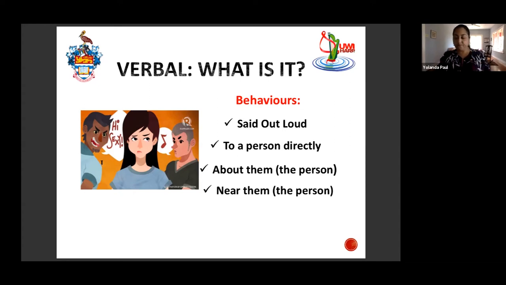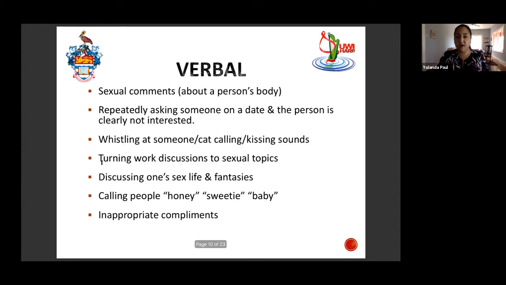So that's verbal. So what are some examples of verbal? Very quickly: sexual comments about a person's body, repeatedly asking someone on a date. And I know that we all do that, because I do not want us to think that males harass females only. We females harass our males as well. And we need to be careful what we say and how we say it. There are some people who are always harassing us about going out on a date, or about seeing us after school, or why we don't want to go out with them. I'm sure you guys have experienced that at some point, or will experience that at some point.